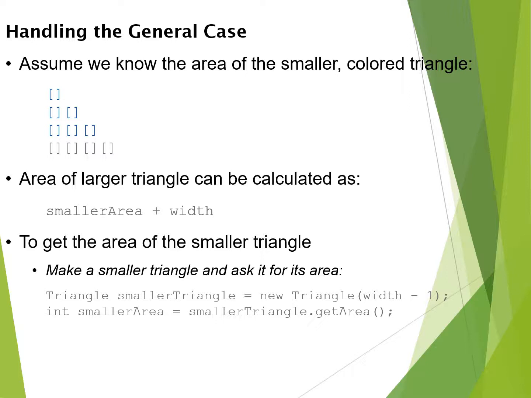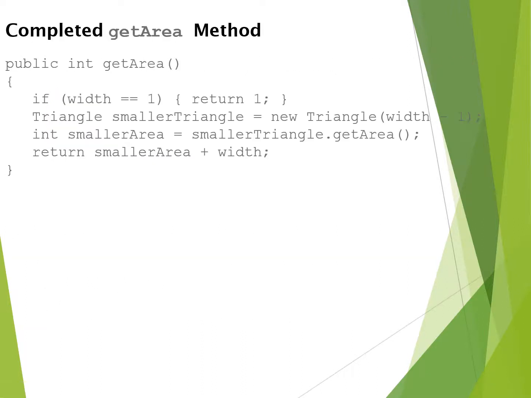So here is the code for the general case. First, you say, let's assume that we create a smaller triangle by this constructor, new Triangle(width - 1). So you first create a triangle with the width equal to the original width minus 1, and then you apply the same method getArea on the smaller triangle to find the area and store it in an integer like smallerArea. And finally, you have to apply this summation, smallerArea plus width, to calculate the area of the original larger triangle. So far I have shown two steps.